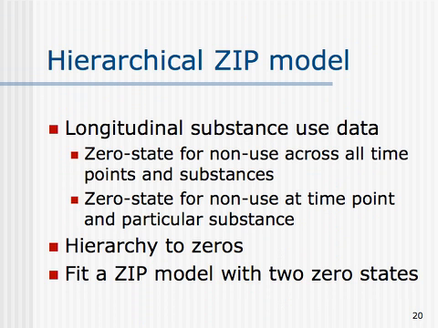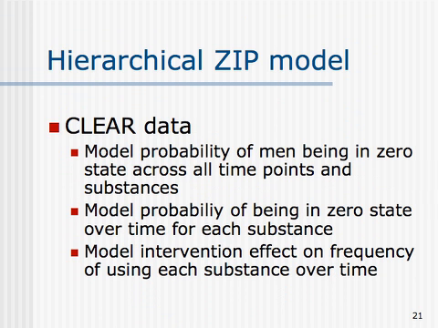So in the model that I fit to the clear data, I modeled the probability of men being in the zero state across all time points and substances, or just being non-users. I tested a gender effect for that. And for the second part of the model, I tested the probability of being in the zero state over time for each substance. So in that case, time was the predictor to be in the second zero state. And then for the Poisson part, I tested the intervention effect.